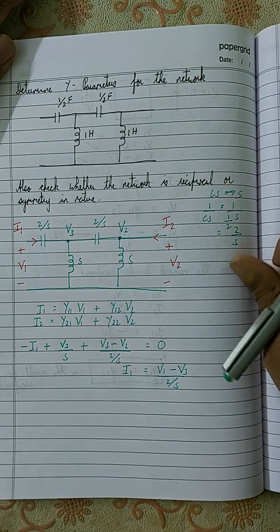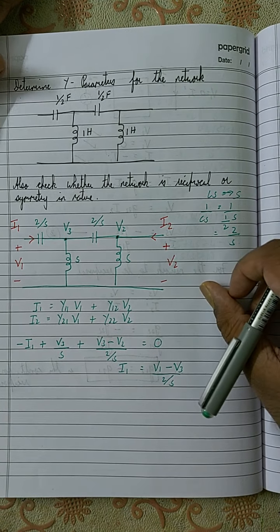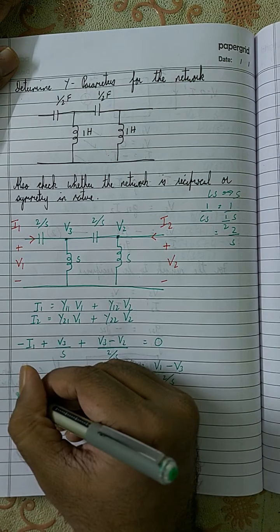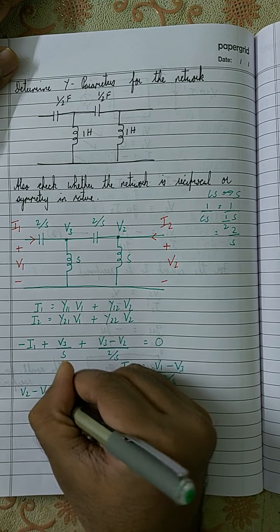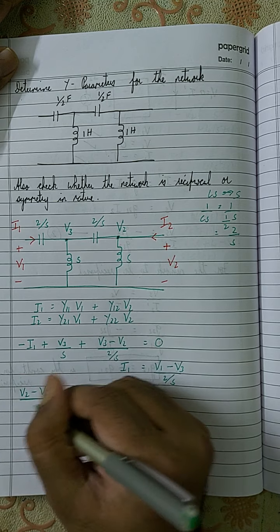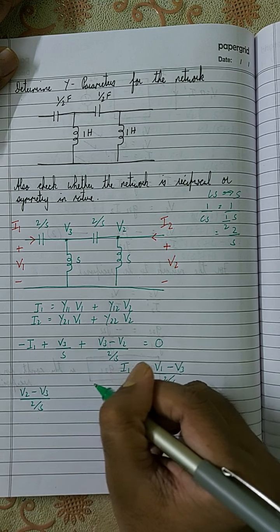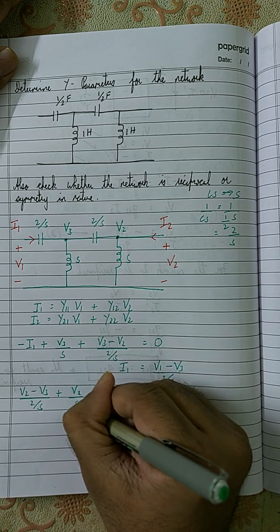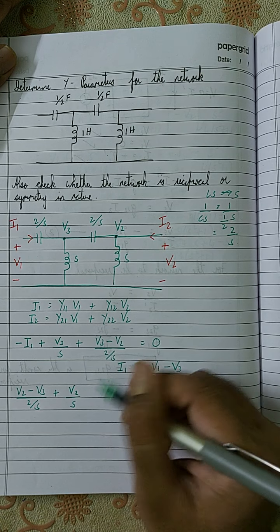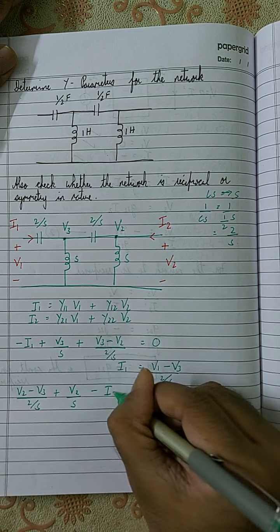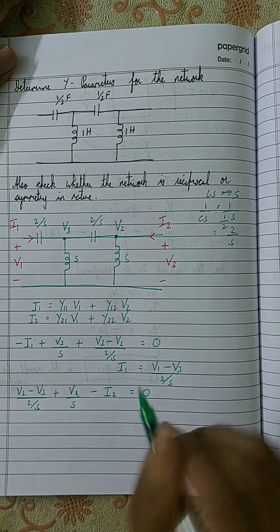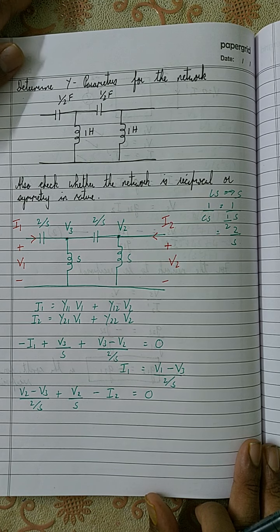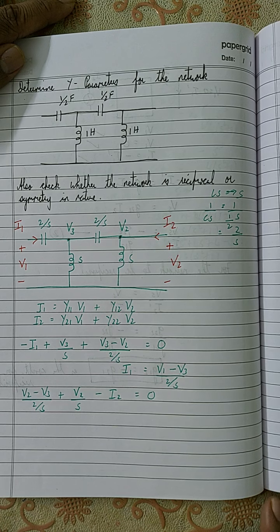Now next I'm going to write the equation for V2. So what is the equation for V2? It is V2 minus V3 by 2 by S, plus V2 minus 0 by S, or V2 by S, minus I2, is equal to 0. So that's the other equation I got. Like that I found these two equations.